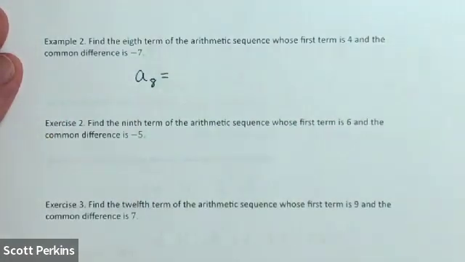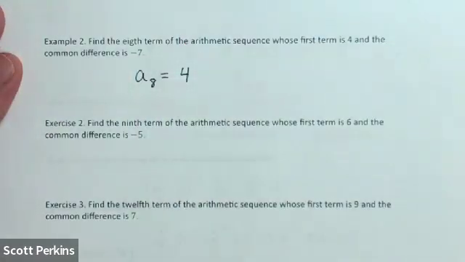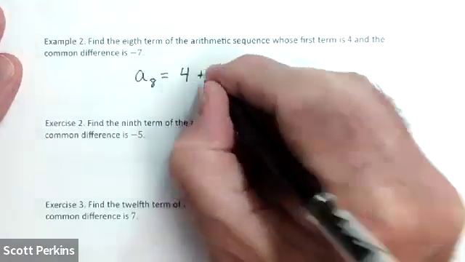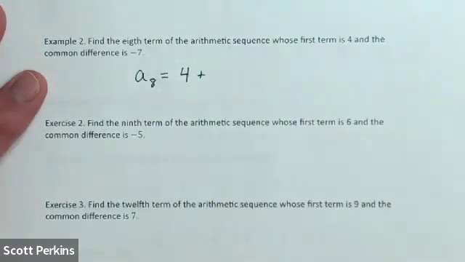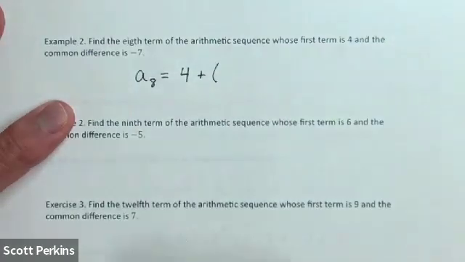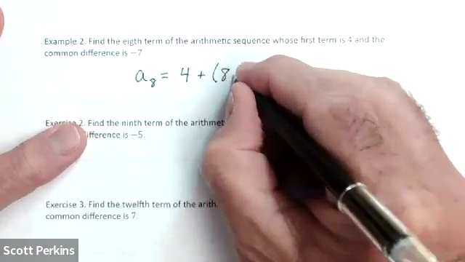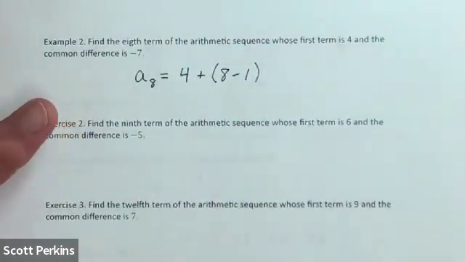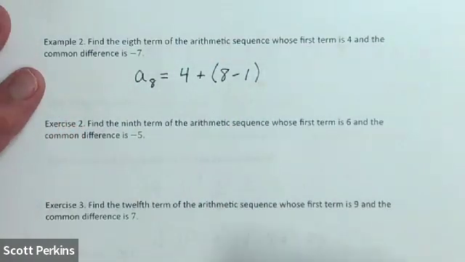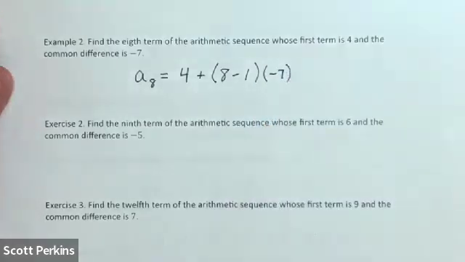the first term, which is 4, plus n minus 1, which is the number of terms minus 1. Now, you can skip this part, but I'm just going to write this thoroughly for your notes. So it's 8 minus 1, or in other words, 7 common differences. And the common difference is -7. I'm going to put that in parentheses so that I don't forget that I'm multiplying by that.